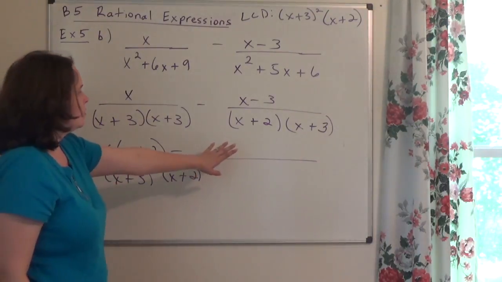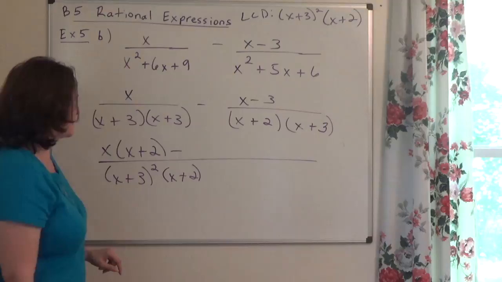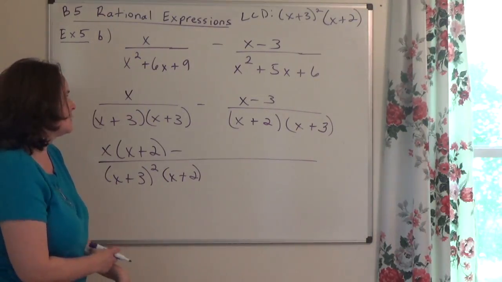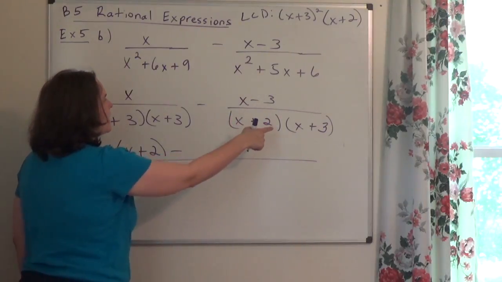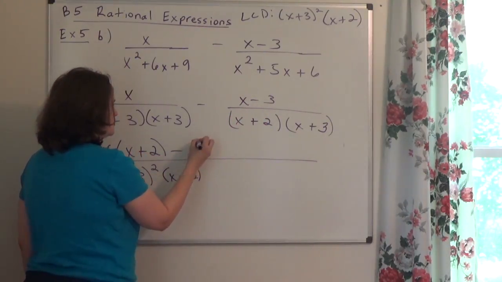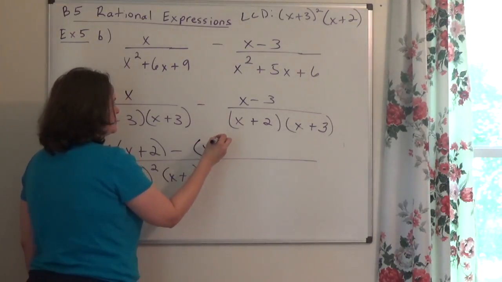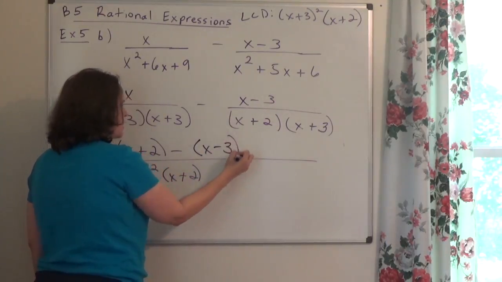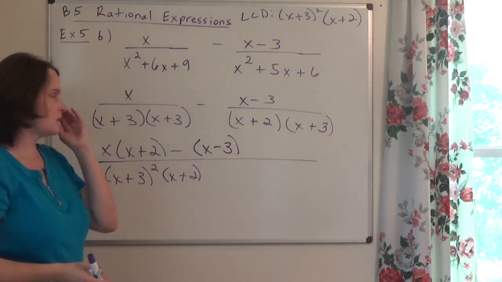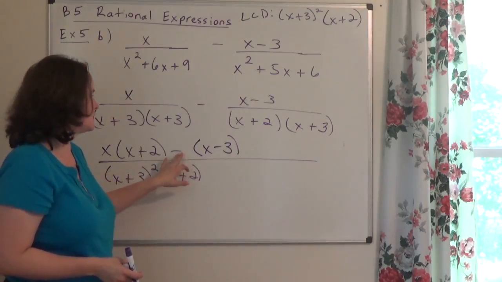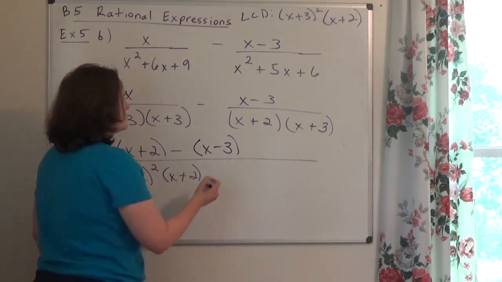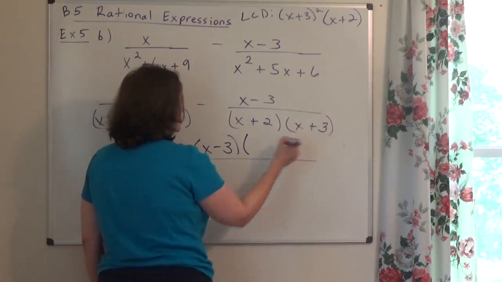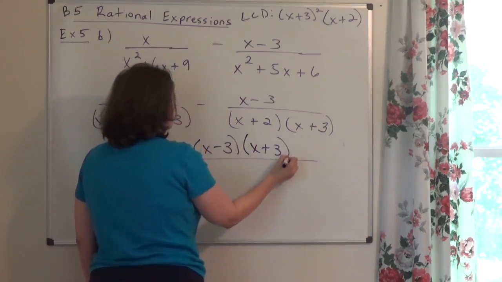Over here, what are we missing in this denominator? There should be another x plus 3 factor, because we should have x plus 3 squared. So we need to multiply the numerator and the denominator by the extra x plus 3. So I need to have parentheses. When I put this all together, this binomial absolutely must go into parentheses so that we know how to distribute our negative here, because it's got to be distributed to both terms. And then we also need to multiply this by the x plus 3 factor that was missing from the denominator.